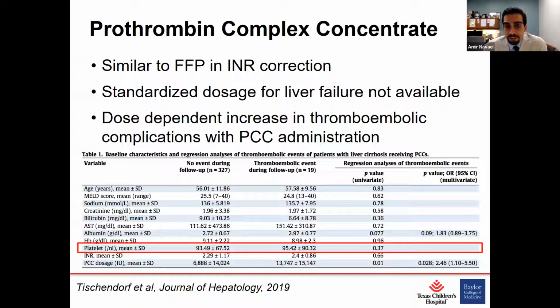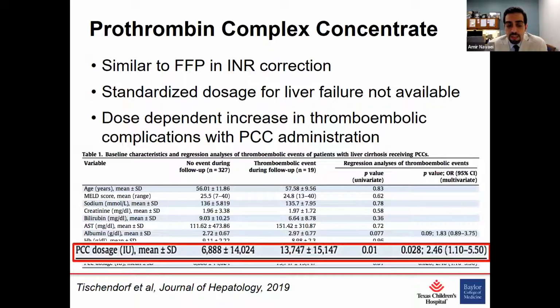However, there is no standardized dosage for liver failure. Mainly the dosage is for warfarin reversal. In this study by Tischendorf et al., they demonstrated that using PCC at a higher dosage, there was an increased risk of thromboembolic complications. So this is important to consider.